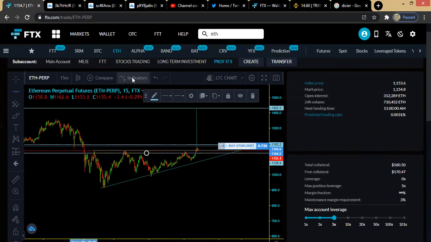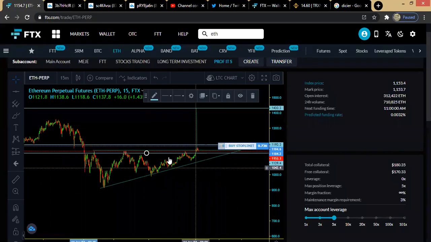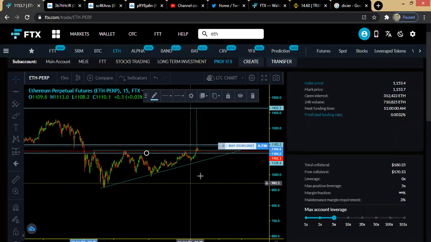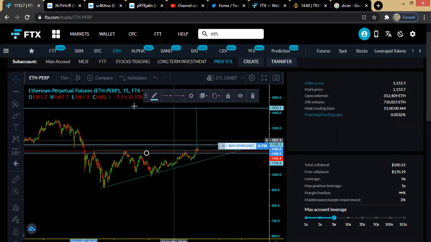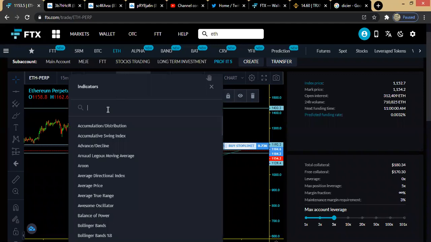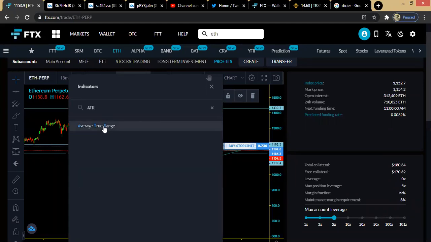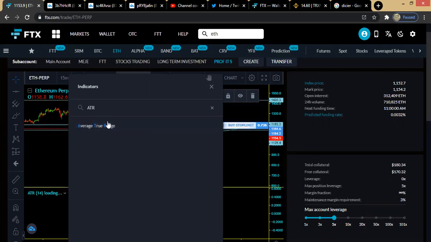Alternatively, there is an indicator that helps us to decide on where to place our stop loss. Okay, the name of the indicator is ATR, also called average true range. It is one of the things that can help you to know where to put your stop loss. Okay, you just go right ahead here, search for ATR, average true range is an indicator. Okay, pull it up.